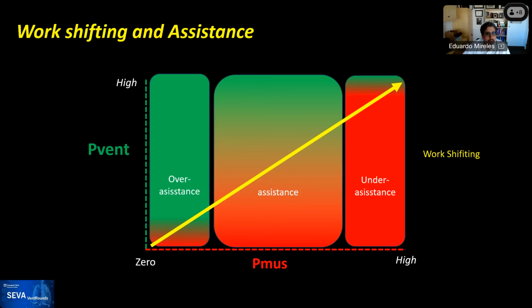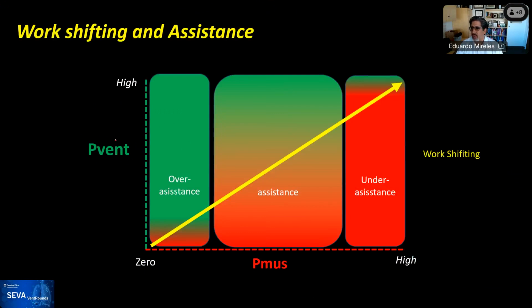All right, so let's start with some basic concepts. Let's talk a little bit about work shifting and assistance. I will highlight that there is a lot of work being done here. This is an area that is evolving, but we'll present it as we understand it, which will help you understand what we're seeing. So this is a common graph that we use.